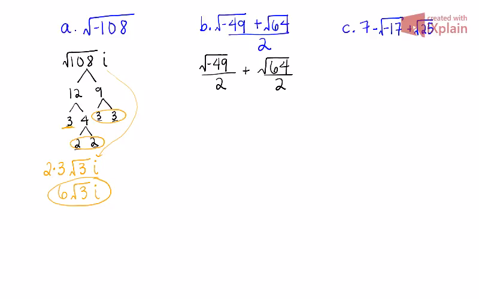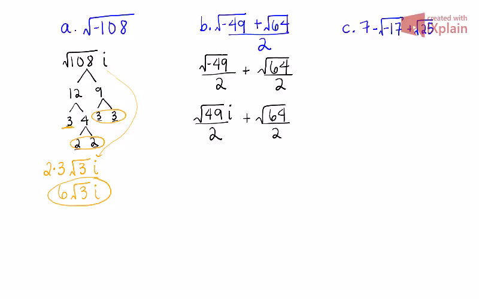I know that 49 is a perfect square. 7 times 7 gives me 49. I also see that there is a negative there, so that means I have to pull out an i. So the first thing that I will do is rewrite this so that it's the square root of 49i over 2 plus the square root of 64 over 2.